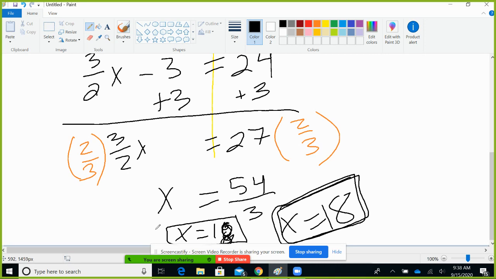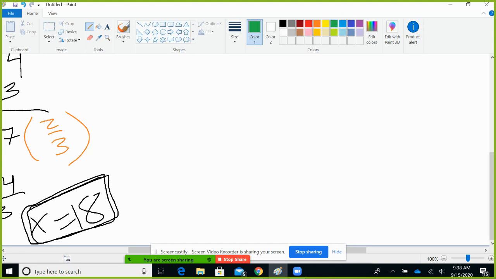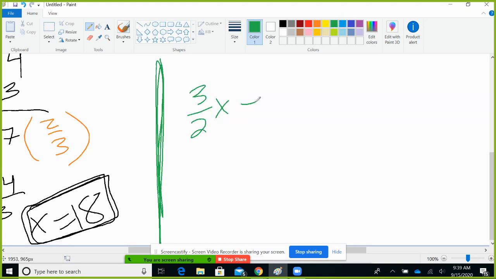I wonder if this will help. Let's look at this last step. 3/2 x equals 27. So if I want to take it in 2 steps, this is 3 times x, right? This is 3 times x. So I could divide this side by 3, divide this side by 3, and what I'm left with is 2x. I'm sorry, that's not correct.